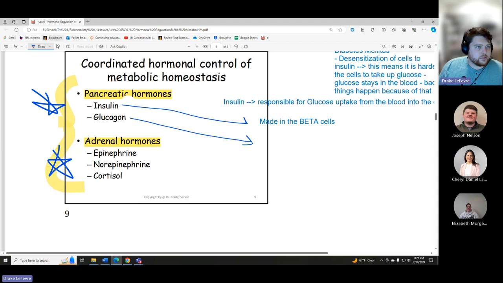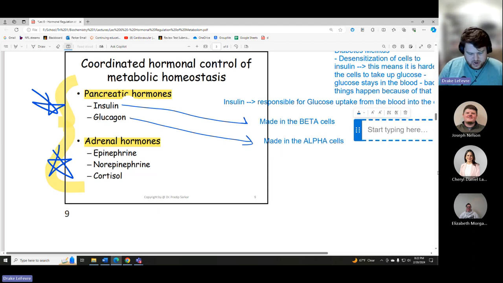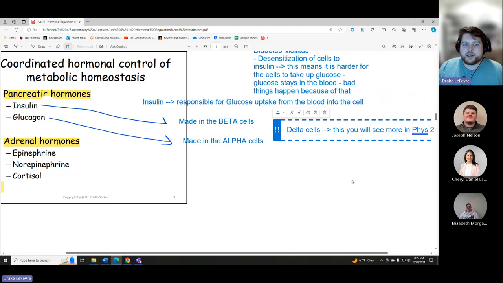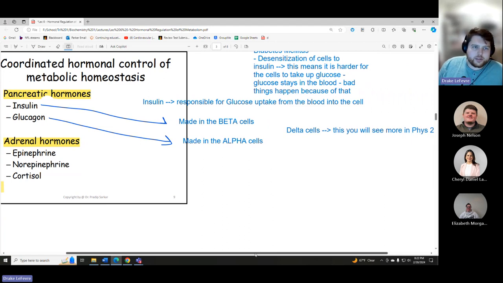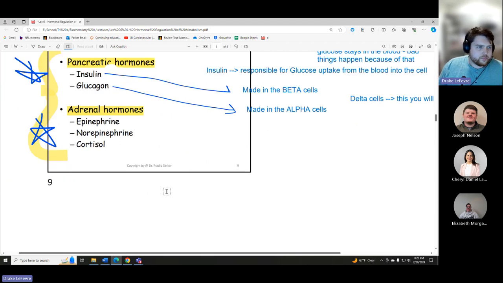Glucagon is made in the alpha cells. And we won't talk much about them now, but there are also something called delta cells within the pancreas. And this you will see more in Phys 2. Just know that they're a thing. We don't really concern ourselves much about them now. Eventually, they'll come back up.